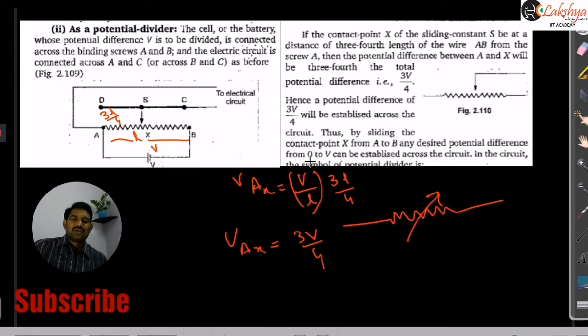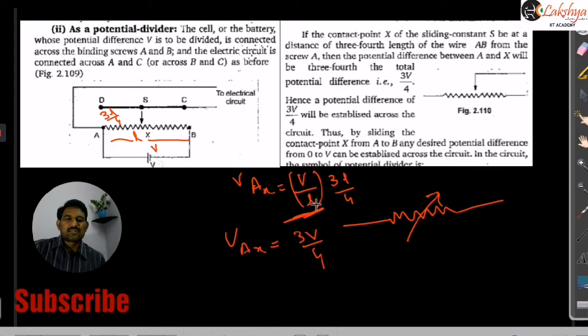Now in the potentiometer, this part is very important. You can observe that this is nothing but the potential drop per unit length. If V is the total potential difference across this length L, then the potential drop per unit length is called the potential gradient, right?